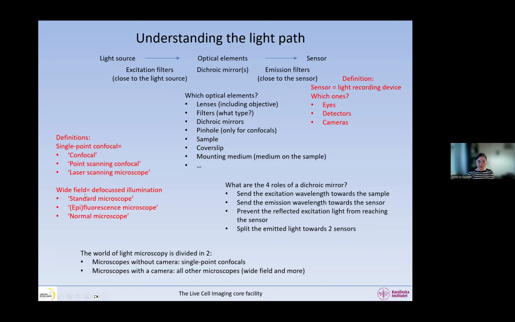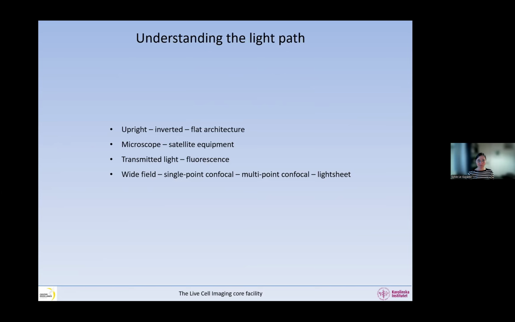And then wide field, so again, it's wide, so this is defocused illumination. This is what we sometimes hear called standard microscope, sometimes fluorescence microscope, which is not logical because the confocal is also a fluorescence microscope, right? Or epifluorescence microscope, or normal microscope, or sometimes you say a stupid microscope. No, it's called a wide field microscope, okay? So we have a single point confocal and a wide field microscope, and sensors is anything that detects light. And now, from now on, we know what we're talking about. So we have microscopes without cameras and we have microscopes with cameras. Let's have a look a little bit.